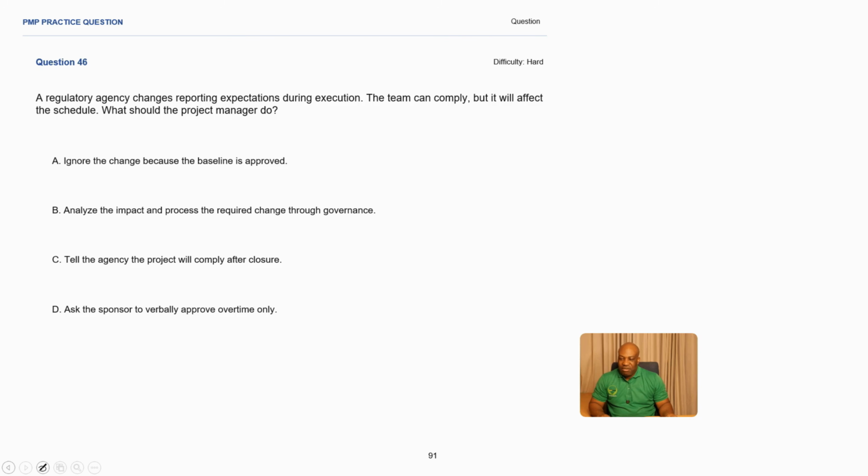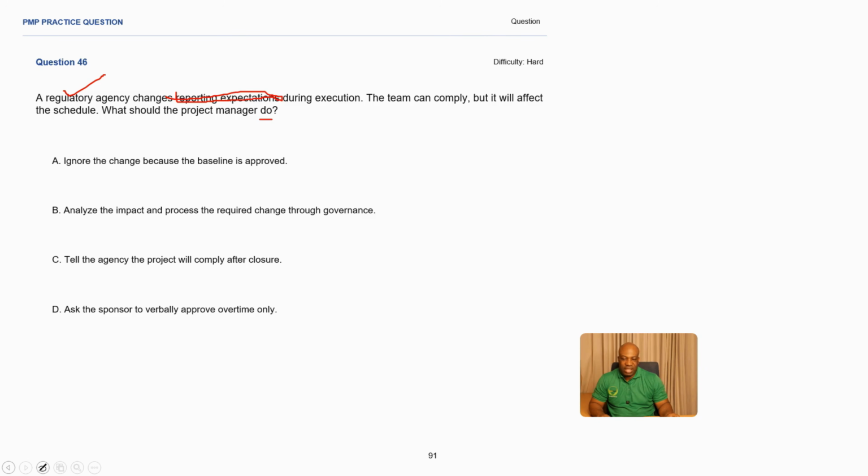Practice question number 46. A regulatory agent changes reporting expectations during execution. The team can comply, but it will affect the schedule. What should the project manager do? Okay, so what is our problem statement? We have a regulatory agent here that changes reporting expectations during execution. So the reporting expectation is changing during execution.